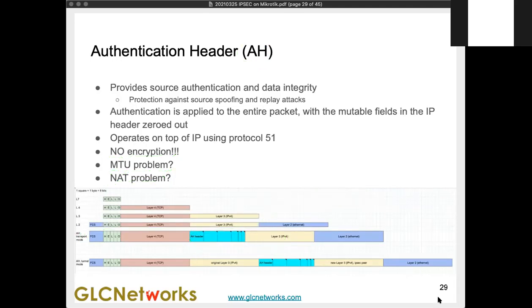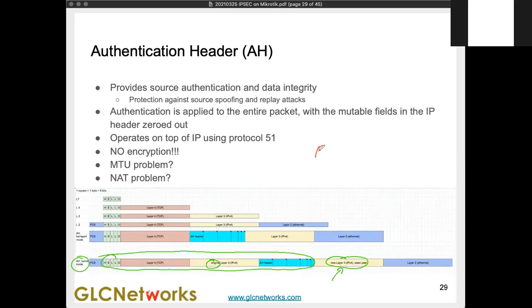If you are using tunnel mode, see, this is tunnel mode. What it does is it will authenticate the payload here. And then this is the original IP address, and then here's the new IP address. IPsec peer. So it's going to be like this.